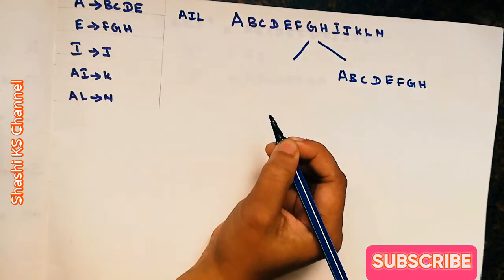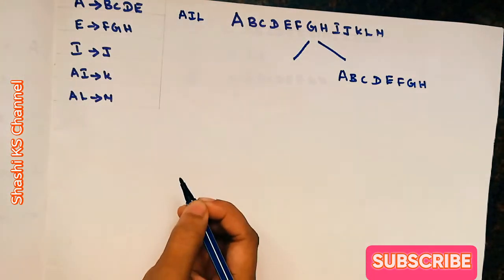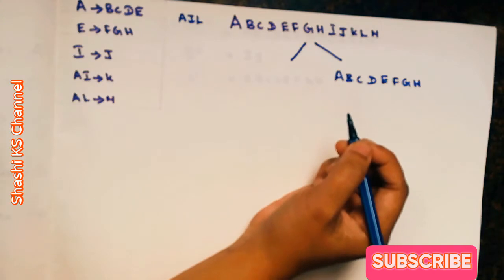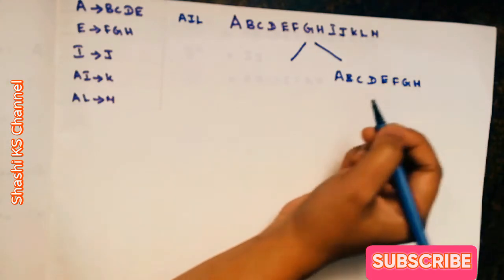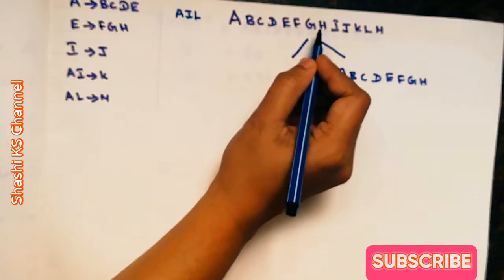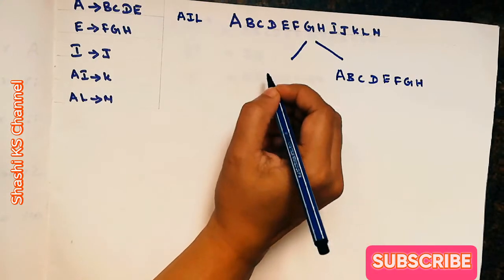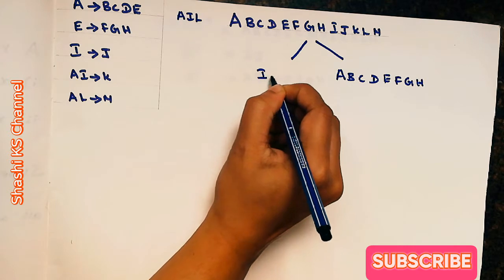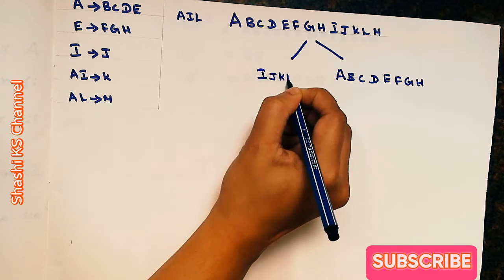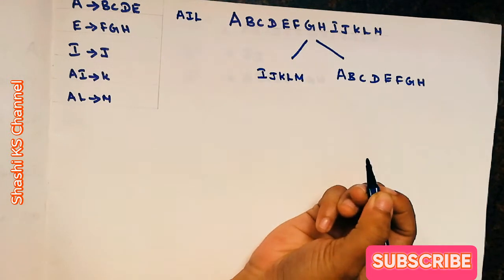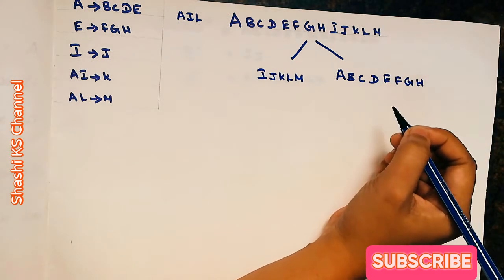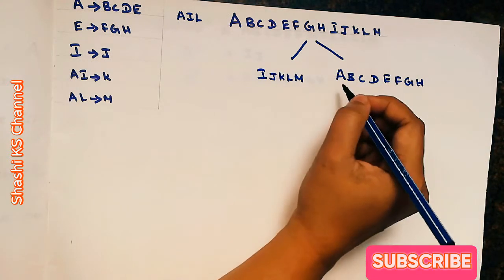Now what is going to be there in the other relation? In my other relation, just write down all the attributes which are not there in this relation. A, B, C, D, E, F, G, H is here, so the remaining attributes are I, J, K, L and M. So write it here: I, J, K, L and M. Now what is the key for this relation? For this relation, the key is A.